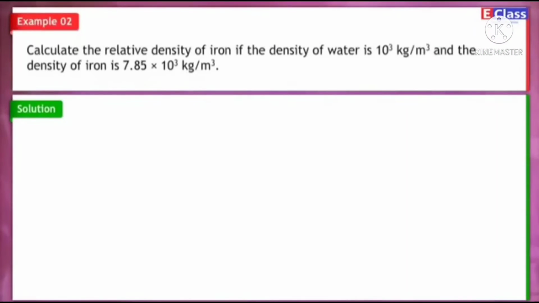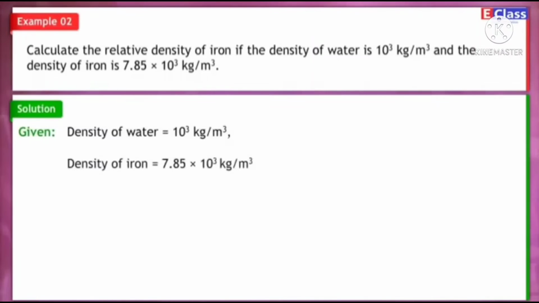Now calculate the relative density of iron, if the density of water is 10 raised to 3 kilogram per meter cube and the density of iron is 7.85 into 10 raised to 3 kilogram per meter cube. So given, density of water is 10 raised to 3 kilogram per meter cube. Density of iron is 7.85 into 10 raised to 3 kilogram per meter cube.